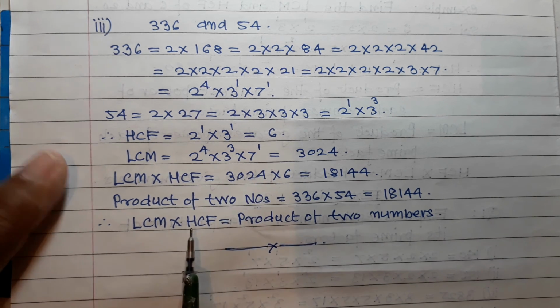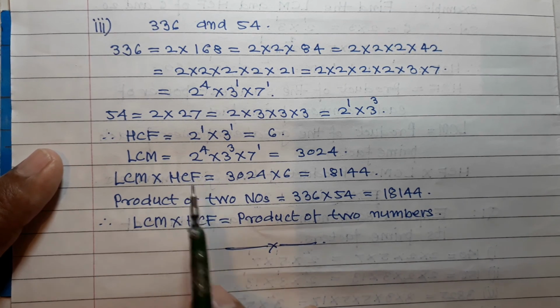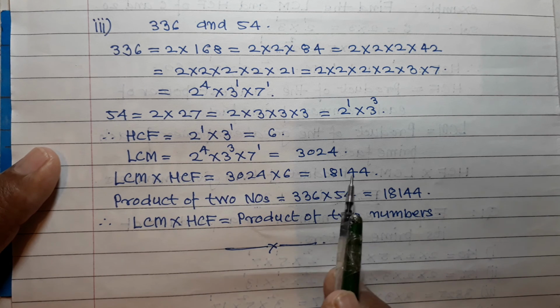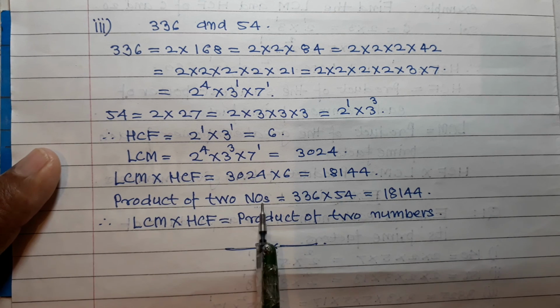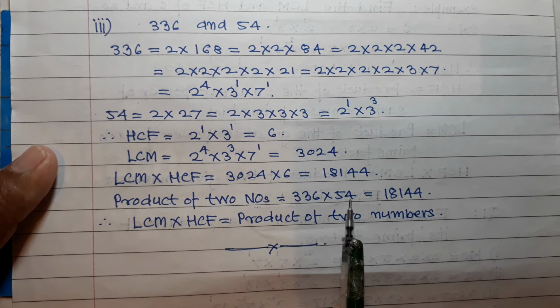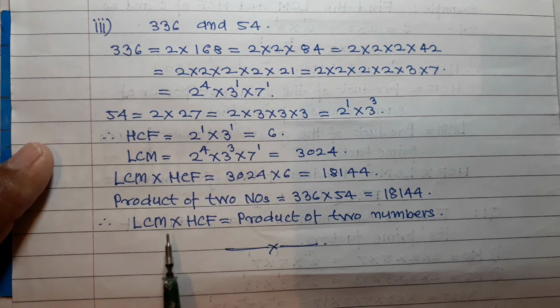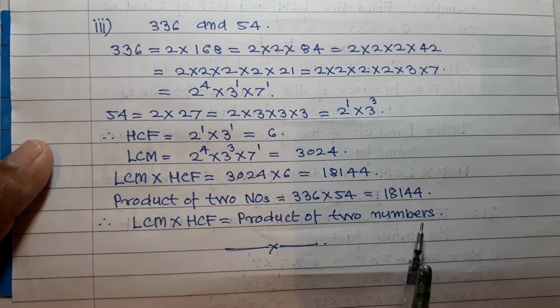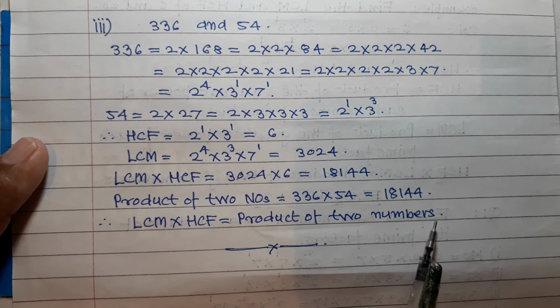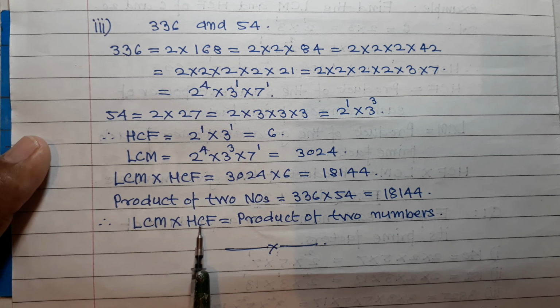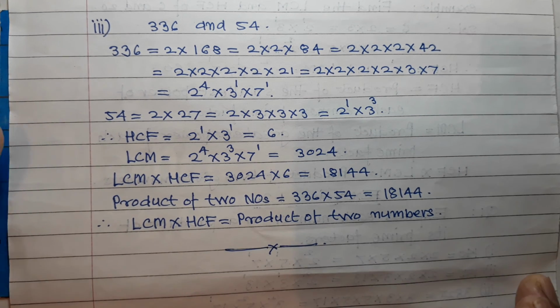Now check the result. LCM into HCF is equal to 3024 into 6, which gives you 18144, and the product of the two numbers, 336 into 54, is equal to 18144, and therefore LCM into HCF is equal to the product of the two numbers. So this is a very important property. If the product of two numbers is given and the LCM is given, you can find the HCF. Okay, is it clear?